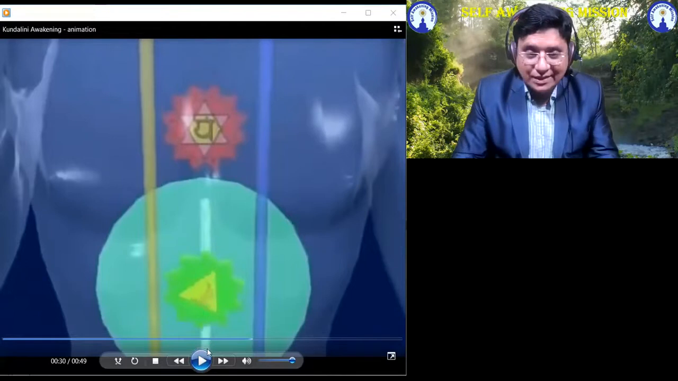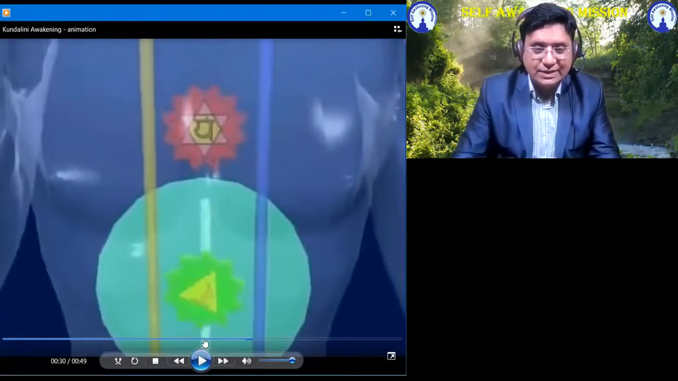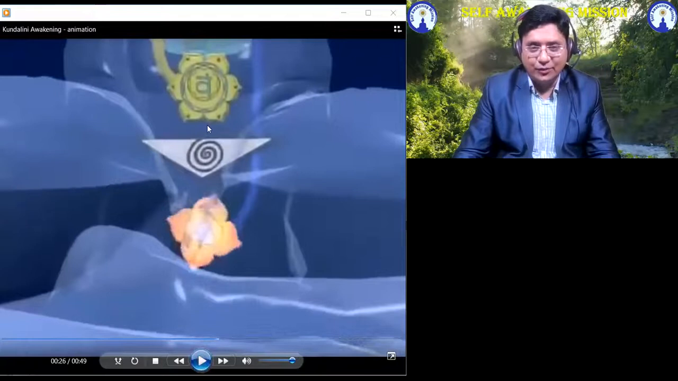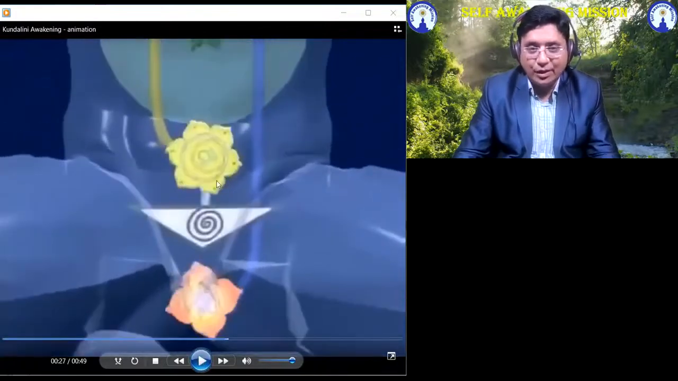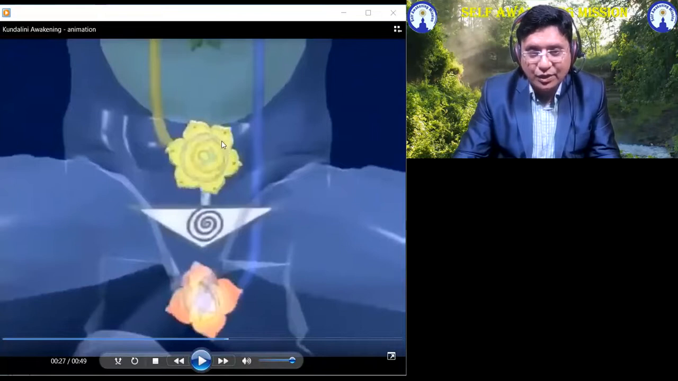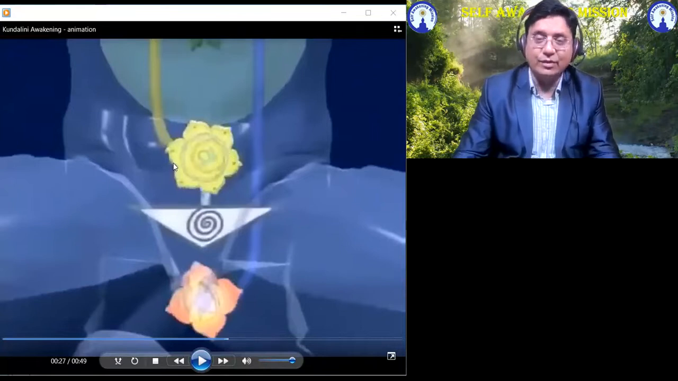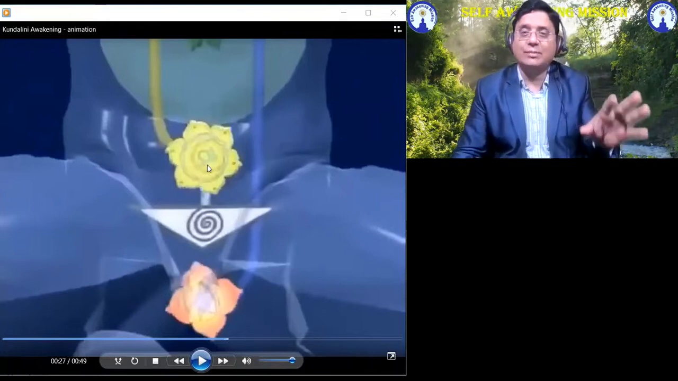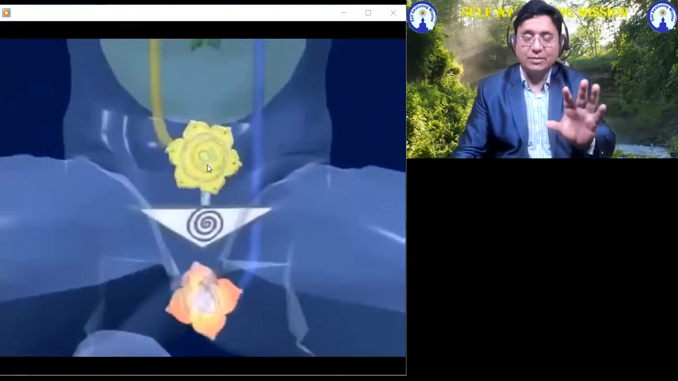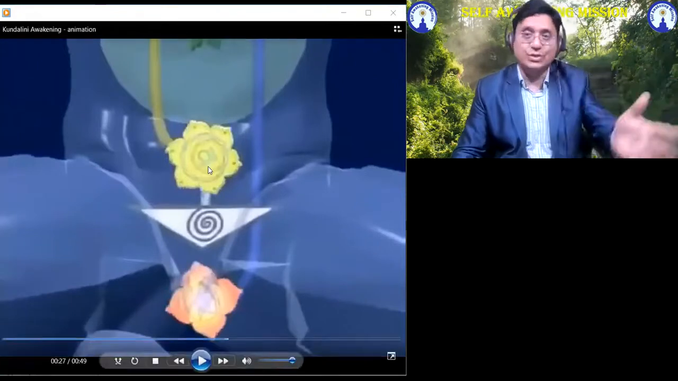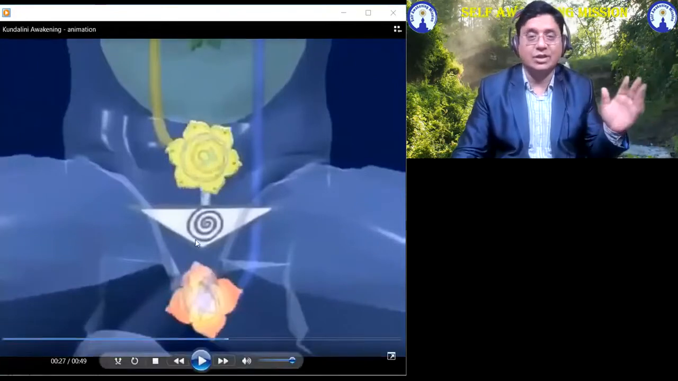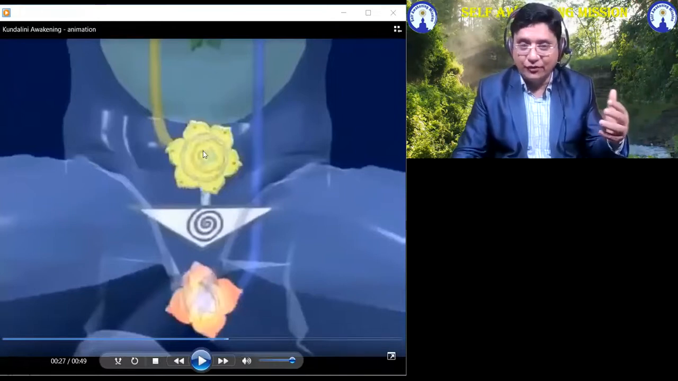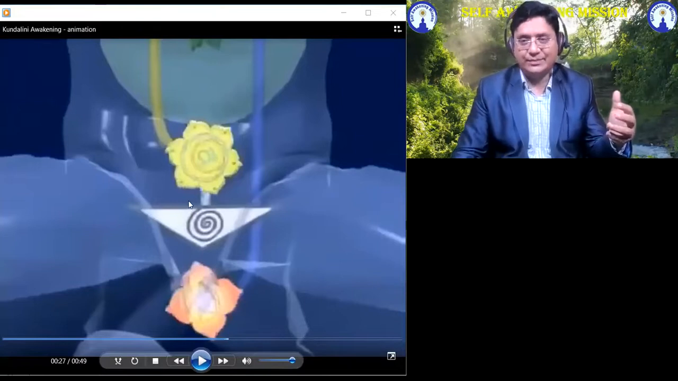The problem is the way it is being shown in this animation. Going from root to sacral is not so easy, because there is lots and lots of negative energy sitting there because of our bad karmas. For example, if a person has been thinking negatively about others sexually, I'm sorry to say this, but it's a fact. If somebody has done something sexually wrong to someone, this chakra will not get activated. So that person will most of the time stay in the root chakra only. He or she may not feel beyond this. So it will be stuck there.